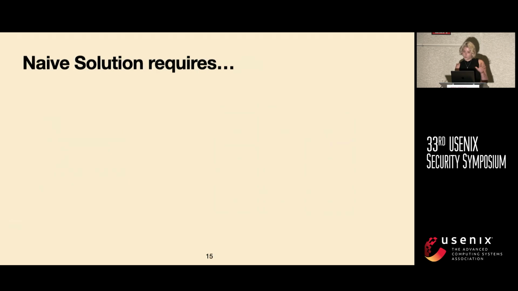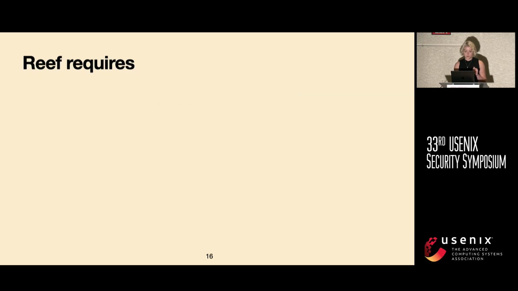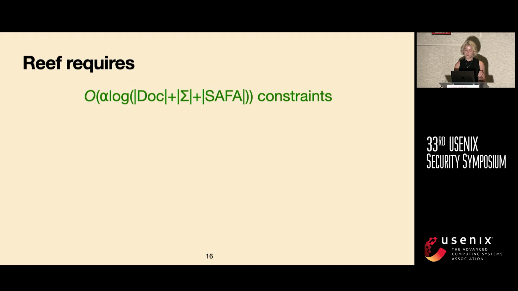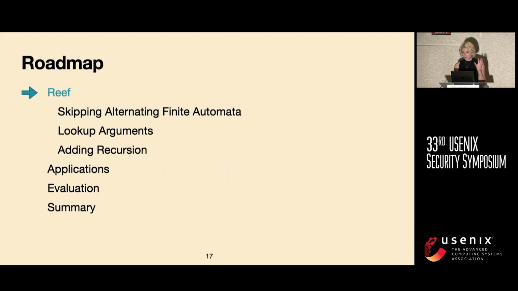So, if you're keeping track, this naive solution that we talked about earlier requires size of document times size of alphabet times size of automata constraints. This is bad for large documents, large alphabets, and large automata. Reef, on the other hand, requires significantly fewer constraints, moving all of those terms inside of a log. Reef scales well to large documents, large alphabets, and large automata. So I'm going to talk a little bit more about each of those three components of Reef before talking about some additional applications and how we evaluated it.